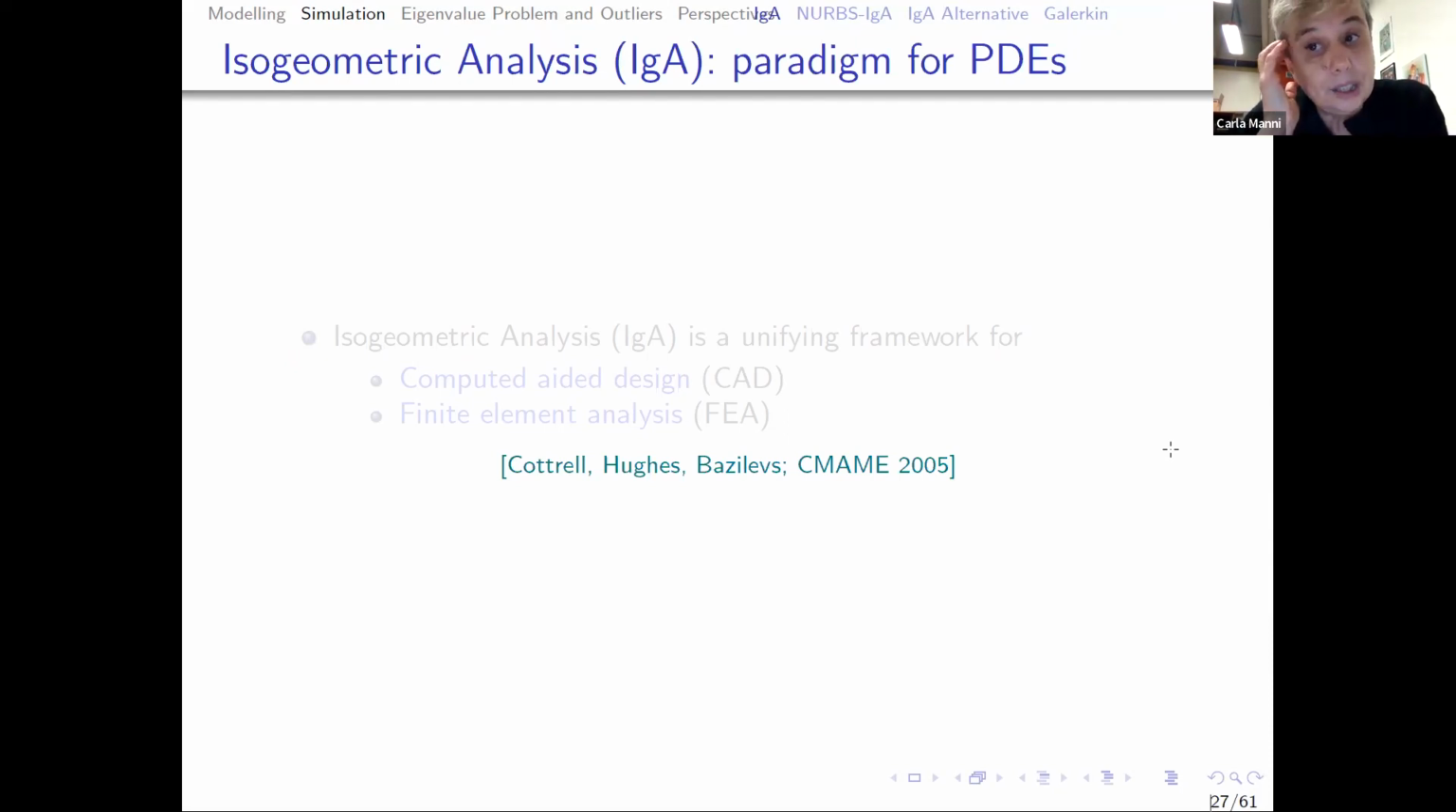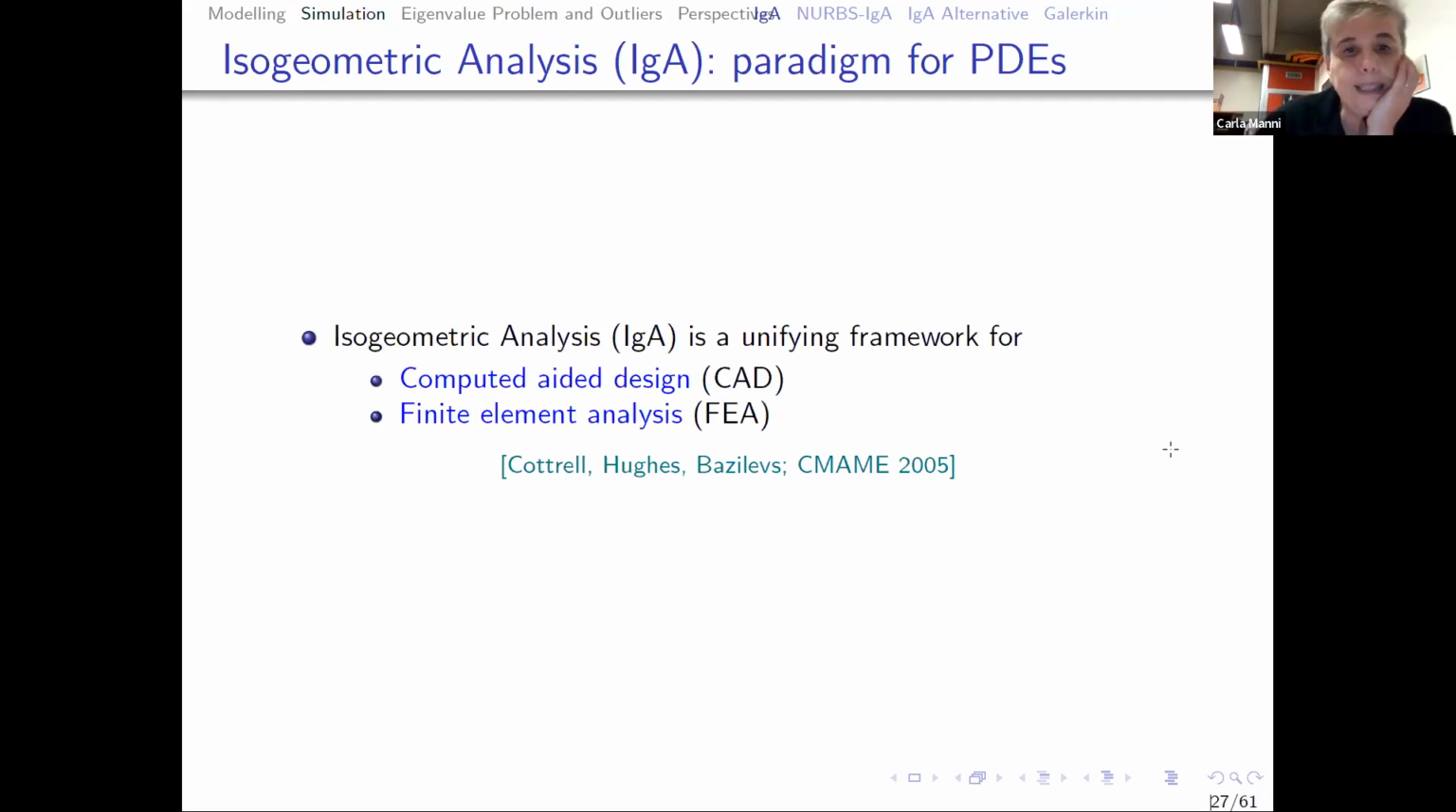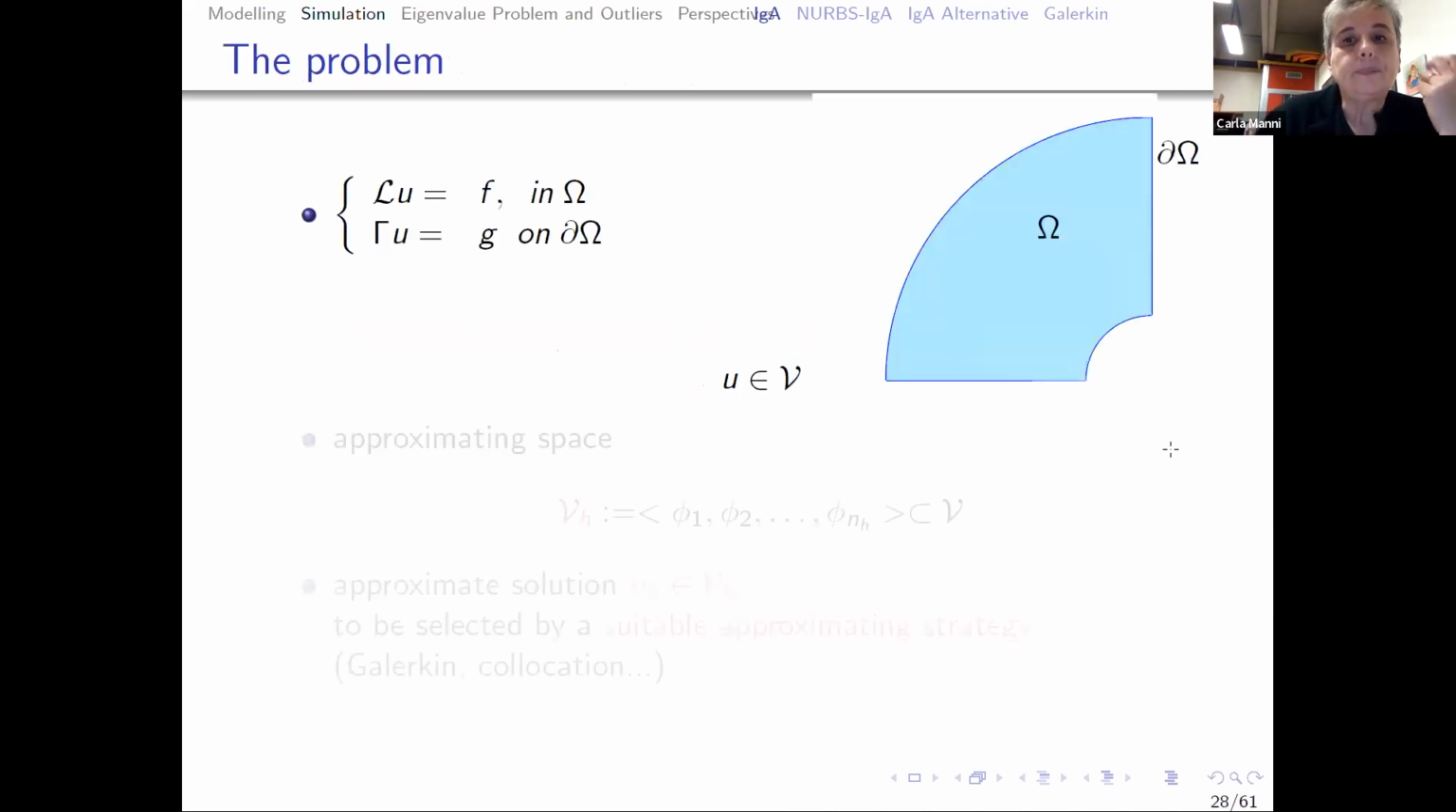Okay, and now let us move to the use of B-splines and their generalizations, meaning GB-splines and Tchebycheffian splines, in simulation. So in particular, in the context of isogeometric analysis, a general paradigm for the numerical treatment of PDEs.